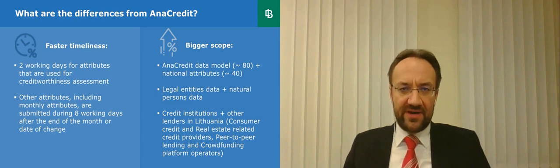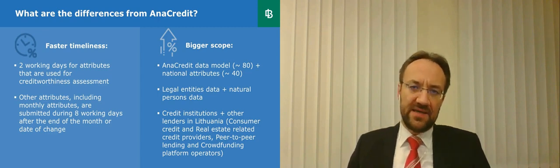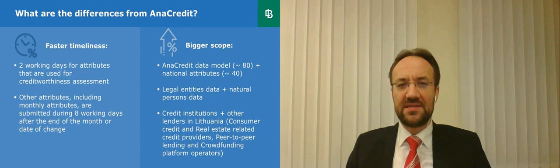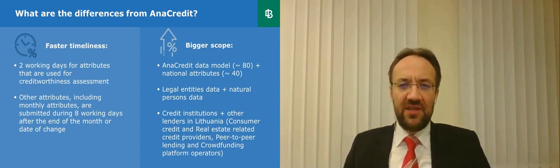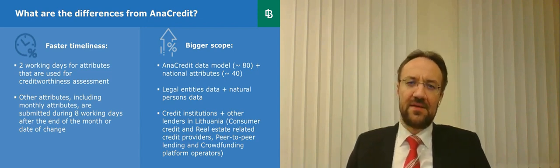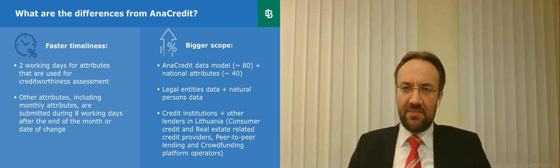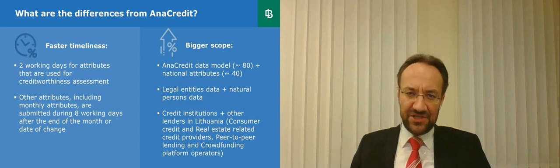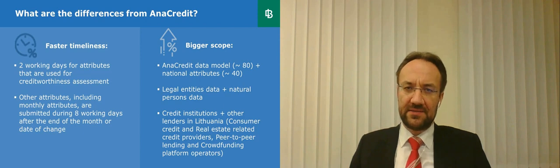The core of our credit register, of course, were AnaCredit requirements, and national reporting standards are based on standards of ECB SDMX messages. But there are a number of differences from monthly reporting into AnaCredit. First, we have much faster timelines. And instead of monthly reporting, in our credit register, about 30 most important attributes are reported within 2 working days.